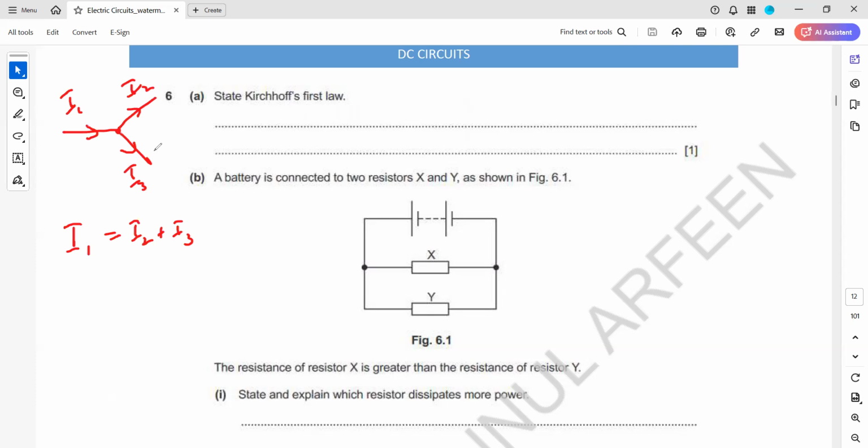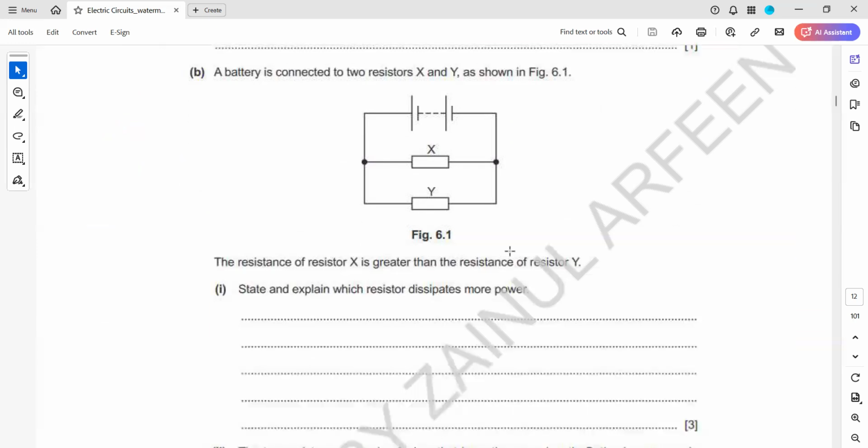And Kirchhoff's second law is about the potential. Like in a loop, the total EMF will be equal to the total potential difference. A battery is connected to two resistors X and Y as shown. The resistance of resistor X is greater than Y. State and explain which resistor dissipates more power.